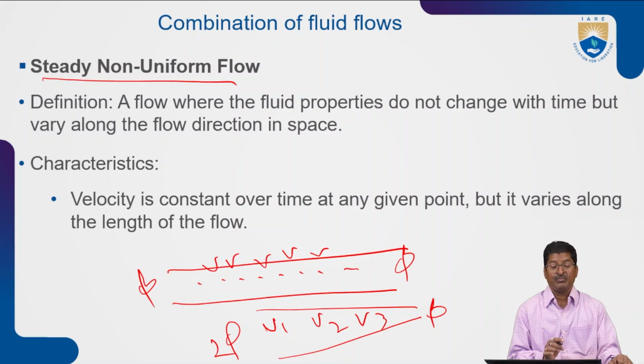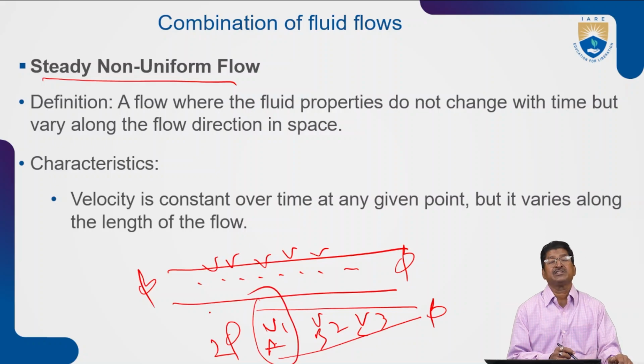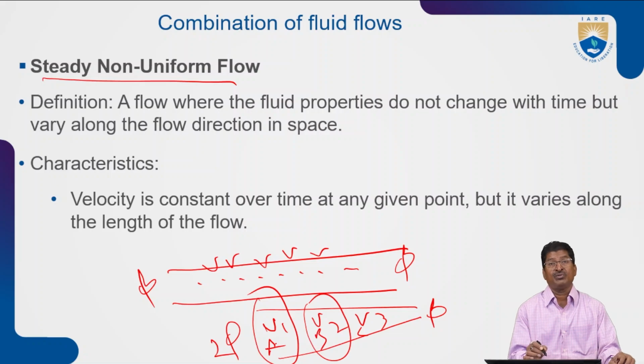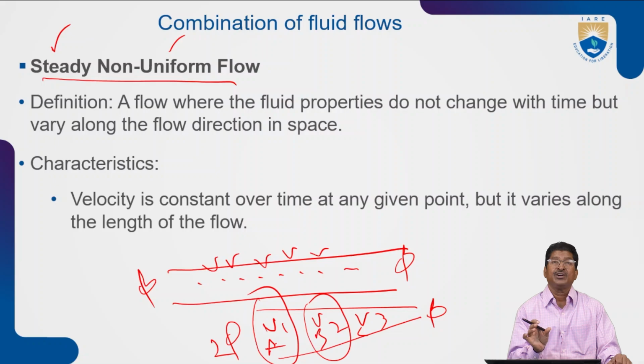That is the non-uniform. But if you see, this is point A, B, C. At any point of time, and after some time also, at point A the velocity is always v1. Similarly at point B, the velocity is v2, and after some time also v2. So velocity is not changing at point B over a period of time. At any point of time, velocity is not changing. But at different points in the flow, that is in space, the velocity is changing. That's why this is steady non-uniform. Steady means at different timings, the velocity is not changing. Non-uniform means at different points in a flow, velocity is different.